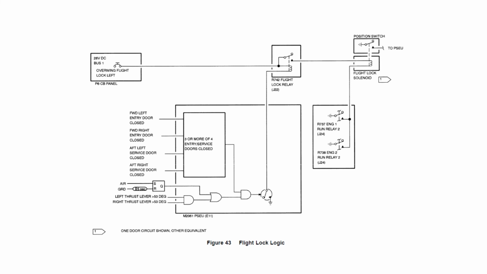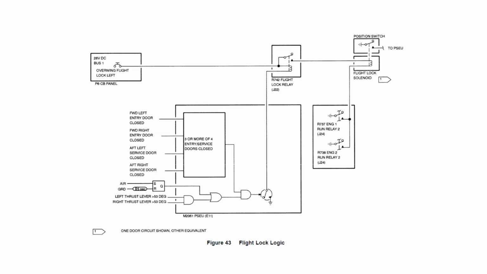When that logic relay energizes, you can see there's a ground signal provided, and that completes the circuit for the flight lock relay, R742. Boom, and it energizes. When it energizes, power is routed through the contacts of the relay itself and provided to the flight lock solenoid. But the logic is still not quite accomplished. We've got power to the flight lock solenoid, and we need a ground signal for it to work.